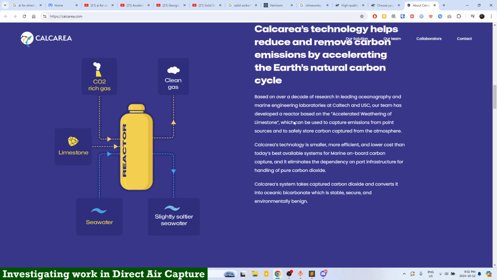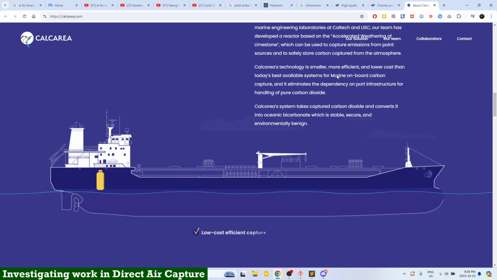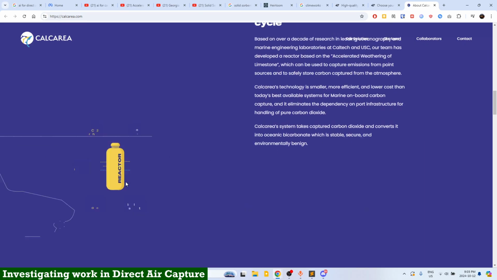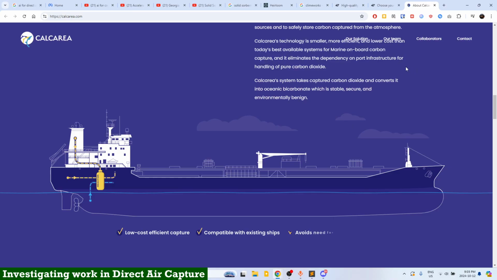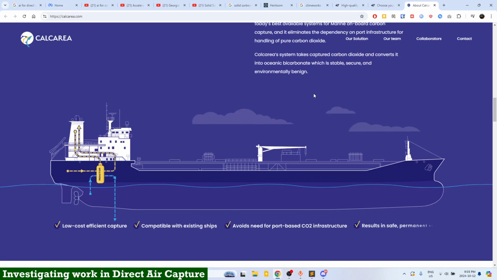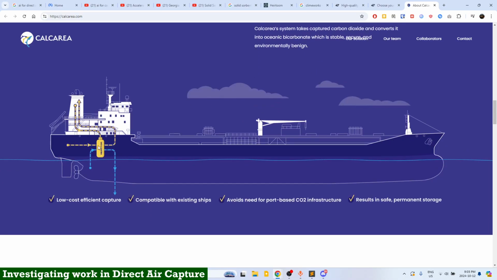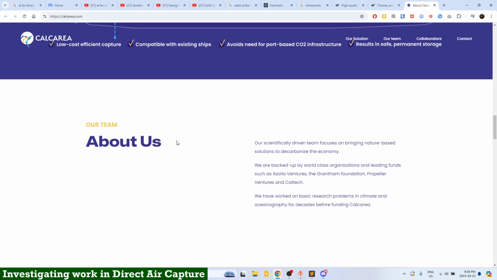A reactor. So they have a reactor which can be used to capture emissions from point sources and to safely store carbon captured from the atmosphere. Smaller, more efficient, and lower cost than today's best available systems. Okay, so what is it called? It is called a reactor put on a ship. It reduces dependency on port infrastructure for handling of pure carbon dioxide. The system takes captured CO2 and converts it into oceanic bicarbonate, a stable, secure environment. So cool. That's cool. And then maybe you can travel the world on a ship or something. Probably not.